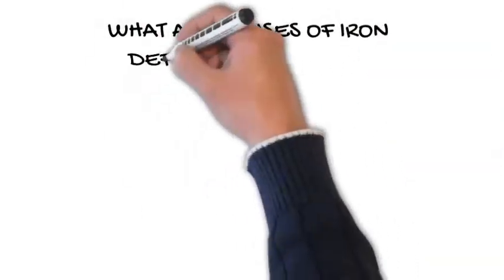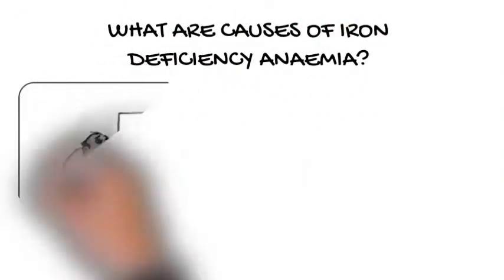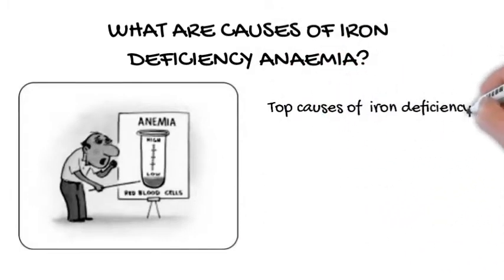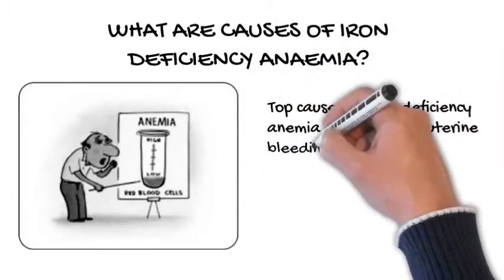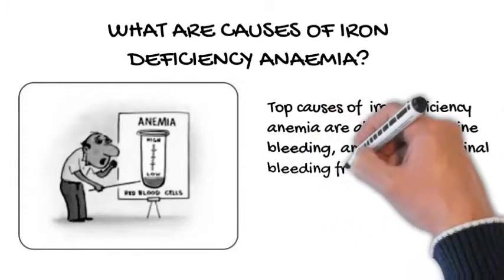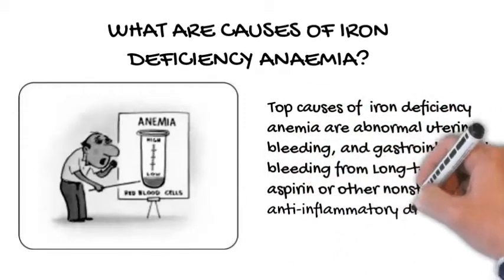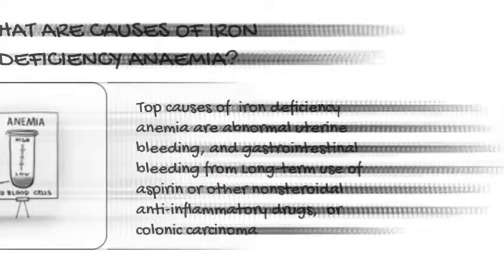What are causes of iron deficiency anemia? The top causes of iron deficiency anemia are abnormal uterine bleeding, and gastrointestinal bleeding from long-term use of aspirin or other non-steroidal anti-inflammatory drugs, or colonic carcinoma.